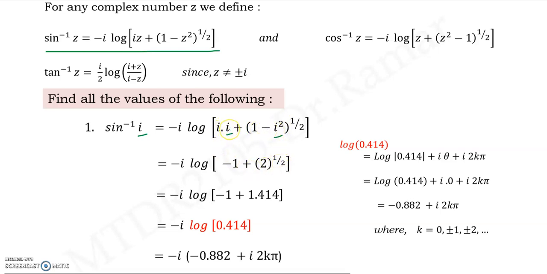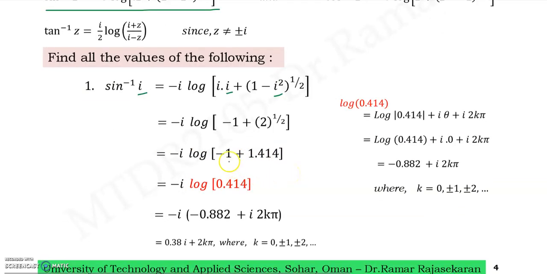Now here I into I squared, that is minus 1. So minus I logarithm of minus 1 plus 2 to the power 1 over 2. Now here what we get after simplification of this, you are getting log of 0.414. Now we have to find the value of this. See here, this is ln of 0.414.